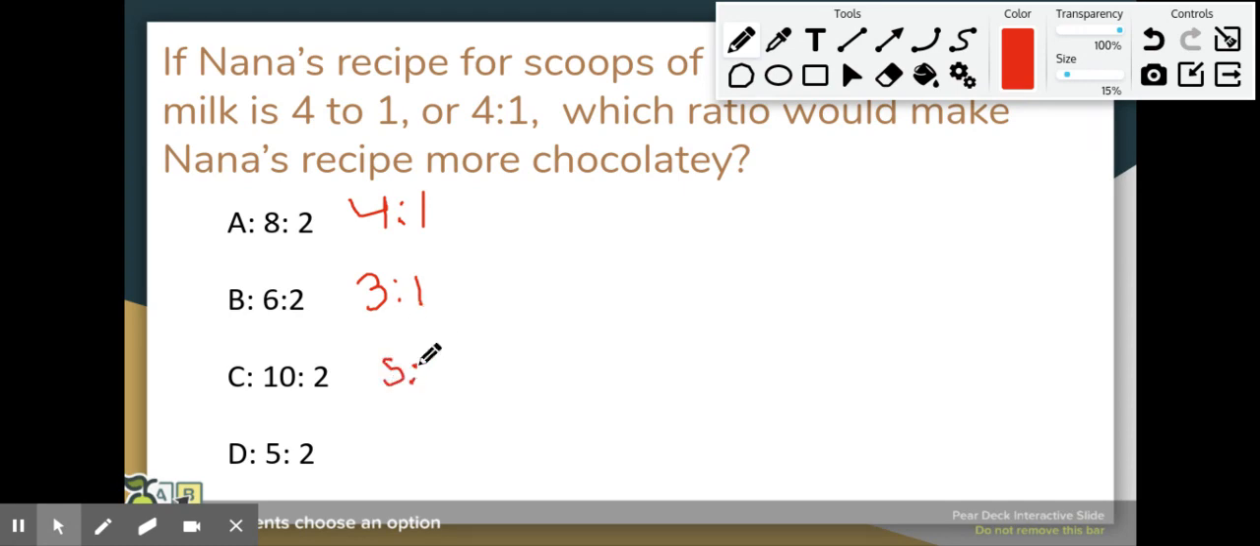This part C simplifies to 5 to 1. 5 scoops of chocolate with 1 cup of milk. That is more chocolate than her original recipe. So this one looks good. And if we were to, sorry, that's just a 0.5. Divide these two by 2. You get 2.5 scoops of chocolate for every 1 cup of milk. So that is much, much less chocolatey. So you should have chosen C for that one.